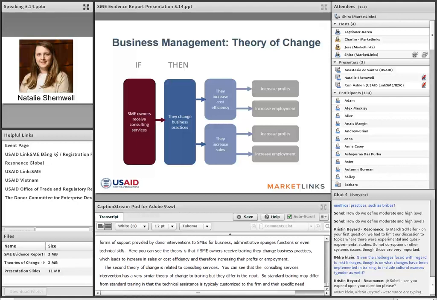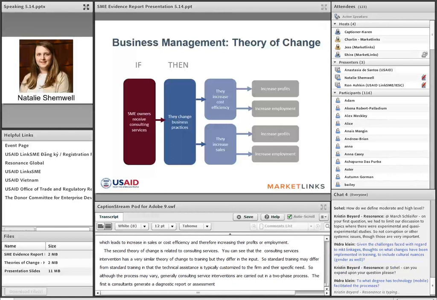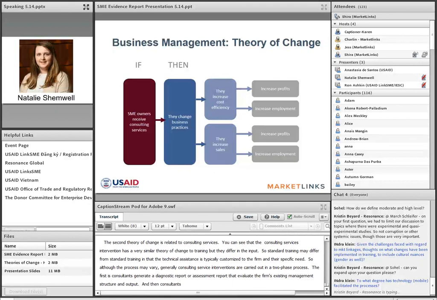So although the process may vary, generally consulting service interventions are carried out in a two-phase process. The first is consultants generate a diagnostic report or an assessment report that evaluates the firm's existing management structure and outputs, and then consultants implement a consulting plan that advises managers and firm employees how to improve their processes or their capacities within their company.